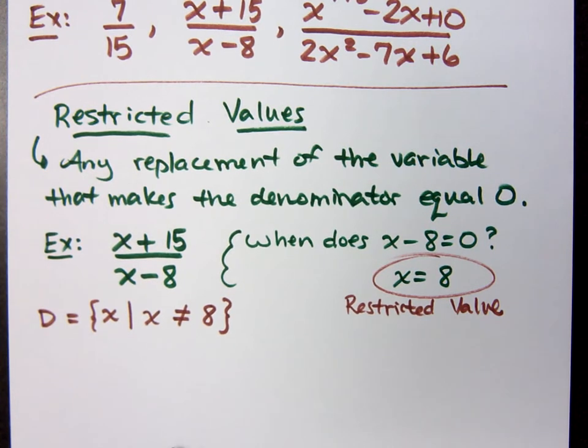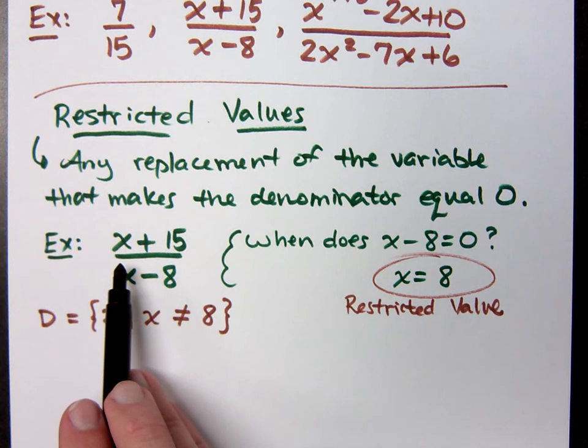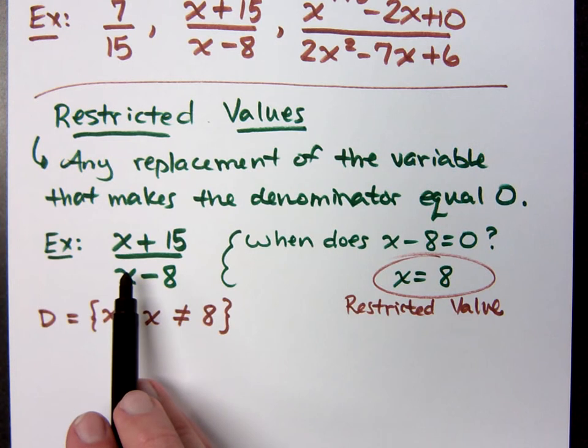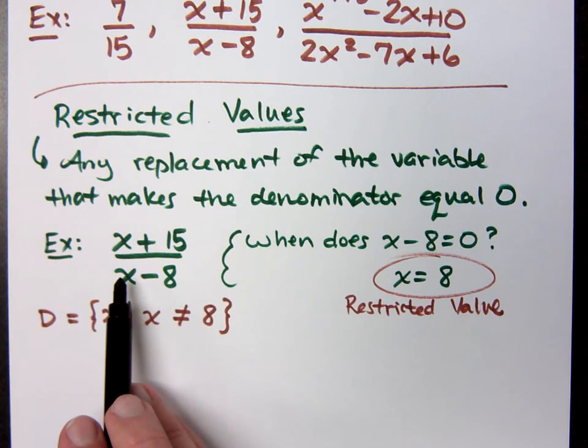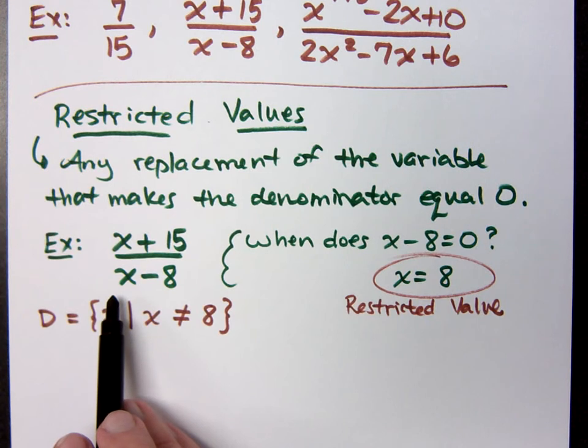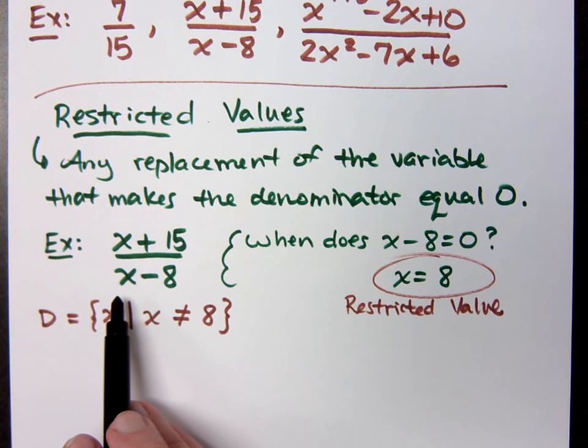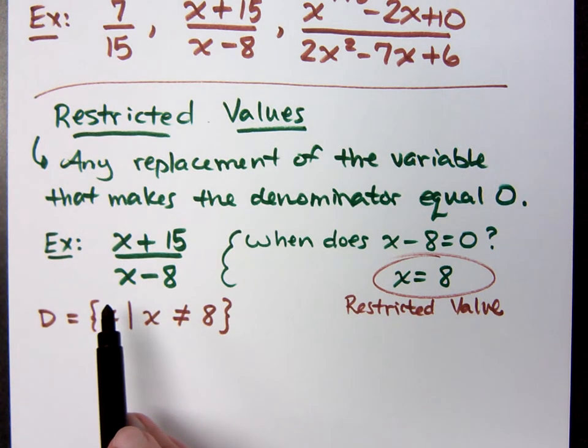Because if I plug in 8, what do I get in the numerator? 0? In the numerator, 8 plus 15 is what? 23. Right. And if I plug in 8 in the denominator, 8 minus 8, what do I get? What's 23 divided by 0? You can't do it. It's undefined. Don't say 0 or that you can't do it. It's undefined.